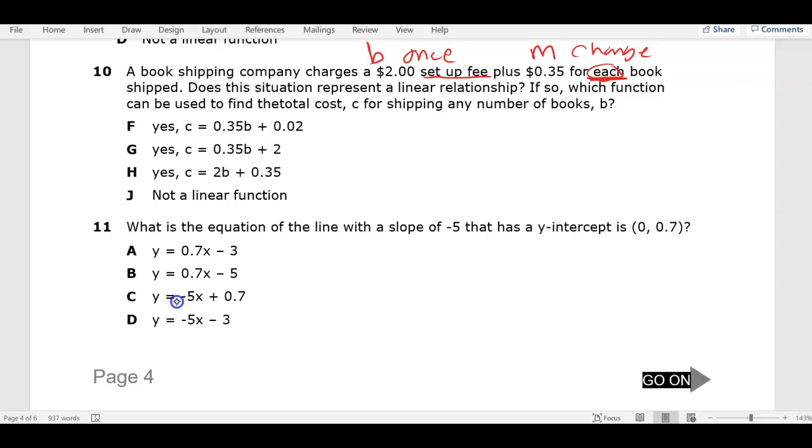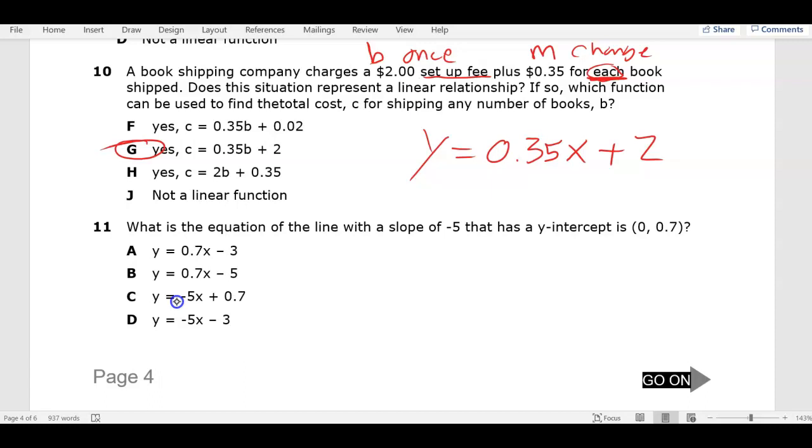So for mx plus b, it's going to be y equals 5x plus 2. Okay. And instead of x, they use b, so the answer is G. Cool.